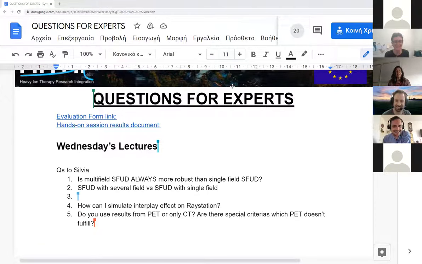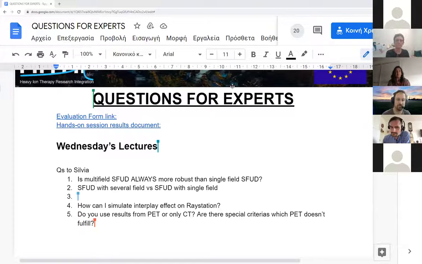Right. So you can optimize using SFUD instead of, sorry, instead of MFO. Yeah, that's what I meant. So with SFO, you can have a plan with either one field or multiple fields. And is optimizing using multiple fields with SFO always more robust than using a single field?